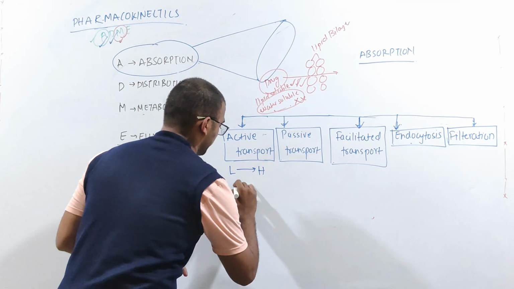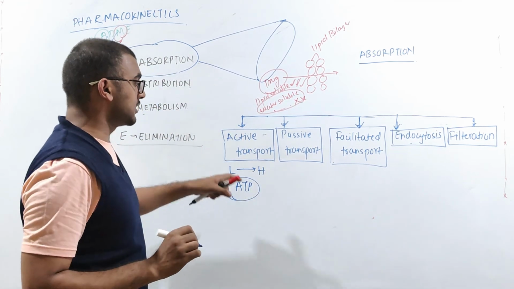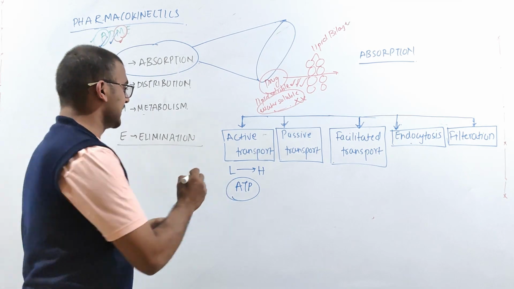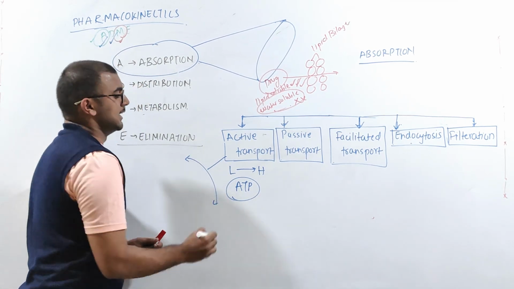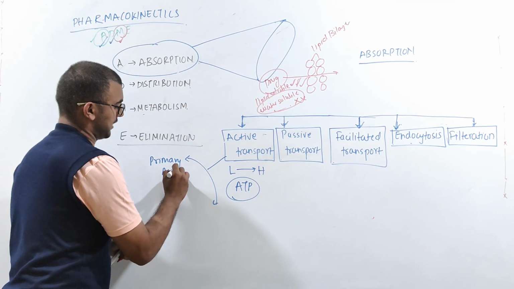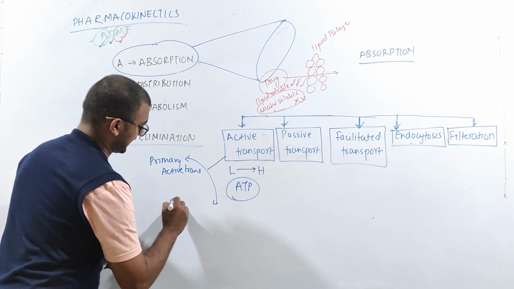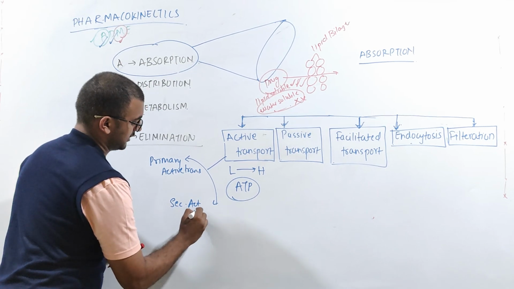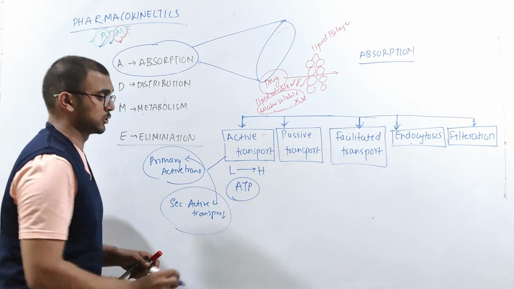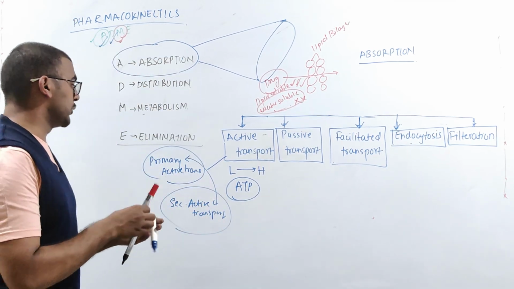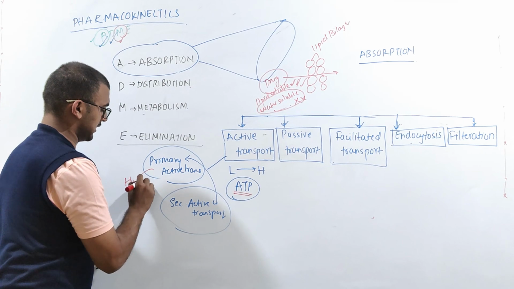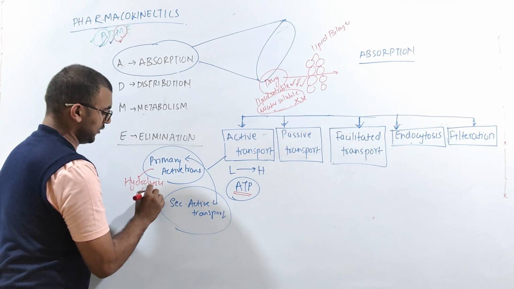So here you need ATP. For those drugs in which ATP is needed, the transport is nothing but an active transport. Now this active transport is again divided into two types: primary active transport and secondary active transport. What is the difference between them? The primary active transport provides the energy itself. The source of energy is ATP, by the hydrolysis of ATP.